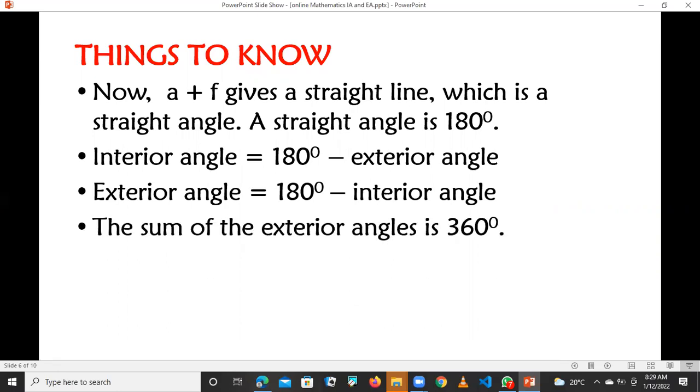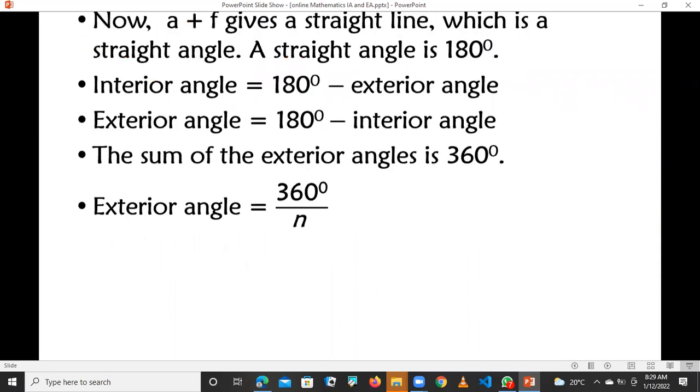Then the sum of the exterior angles, we said that it is 360 degrees, and then the exterior angle is equal to 360 degrees over n. So this formula, it's a must. You need to have it. You need to know it.